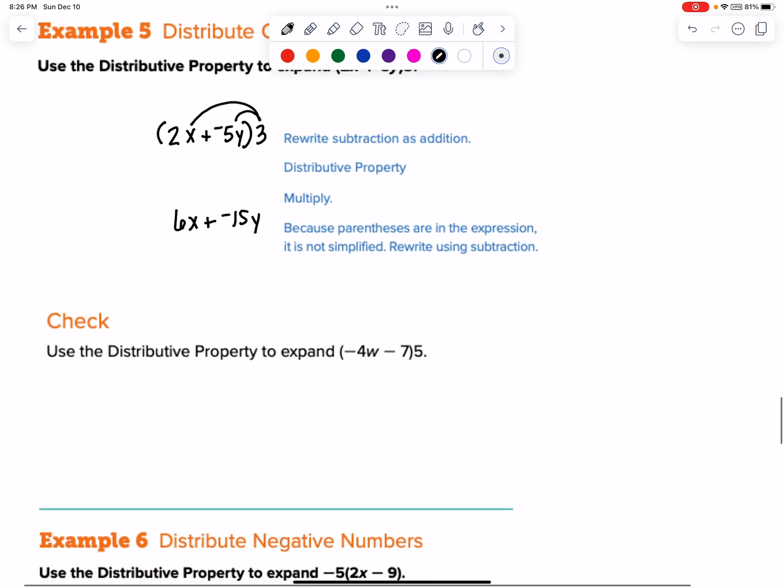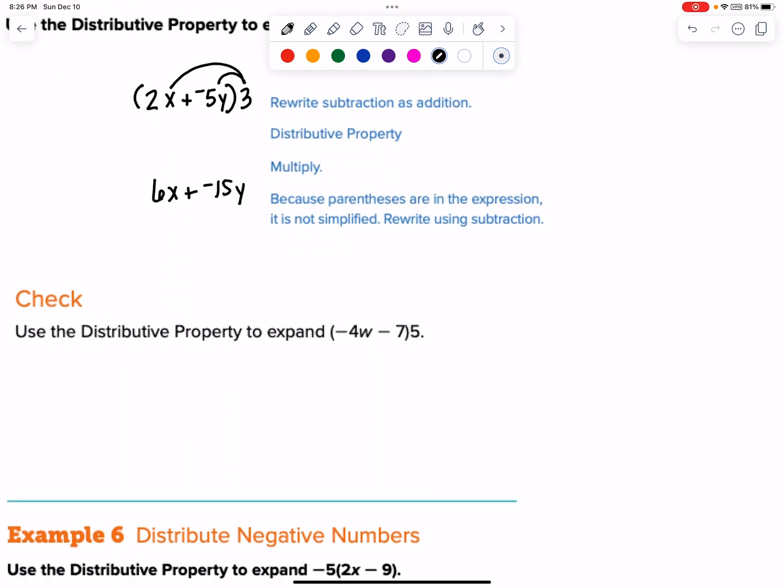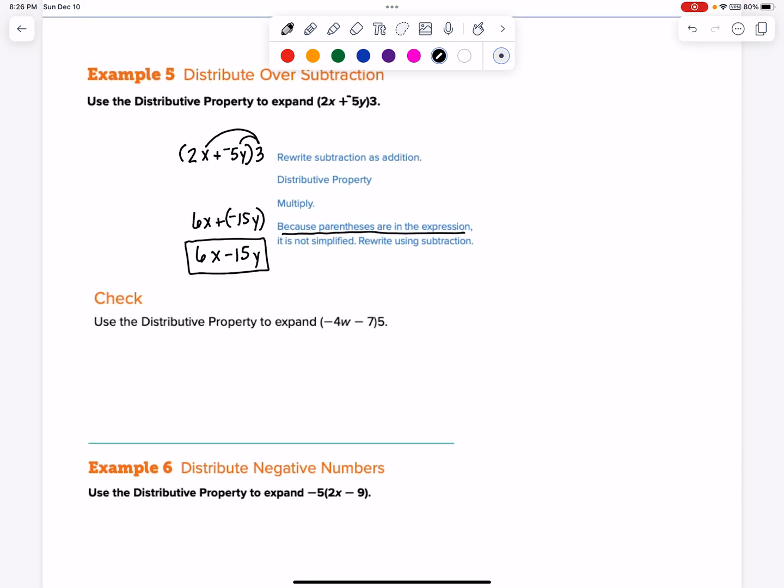And then it says rewrite using subtraction. And so a lot of times what we do, the more appropriate way at the end, is to put it back into the subtraction form like that, rather than having the plus and negative, because it's not appropriate to have 6x plus in parentheses negative 15y. And so that's what this means right here. Okay, so this is really the final answer that we need to have. So that's one little twist with the subtraction.